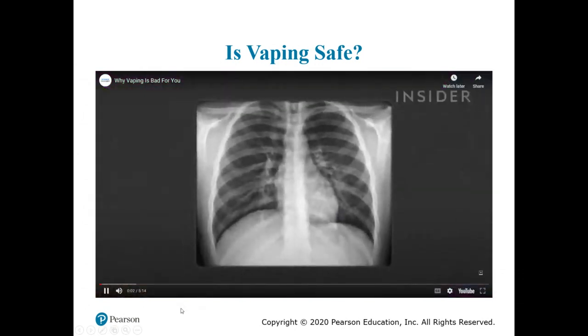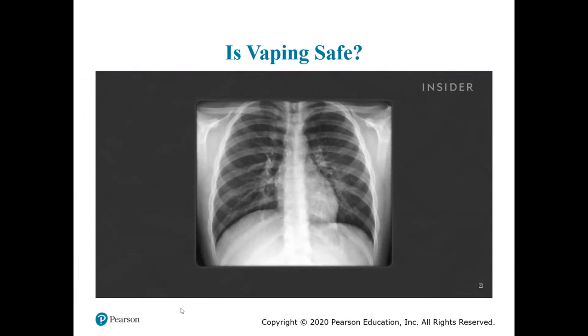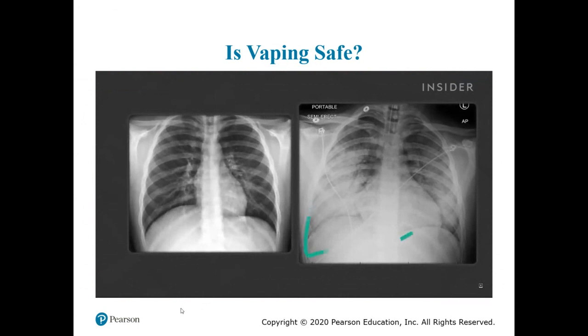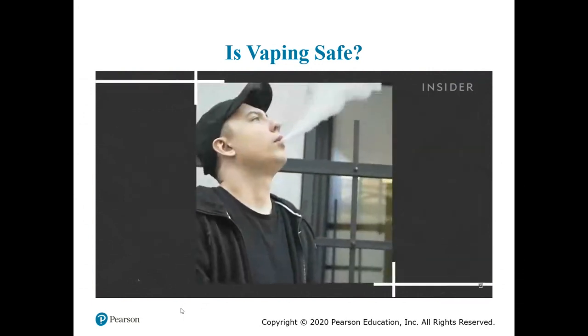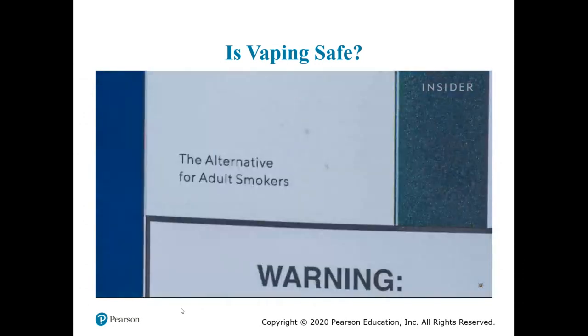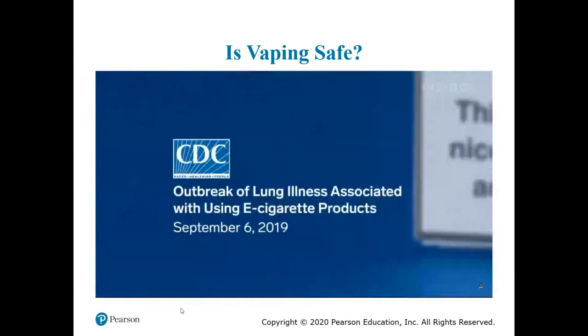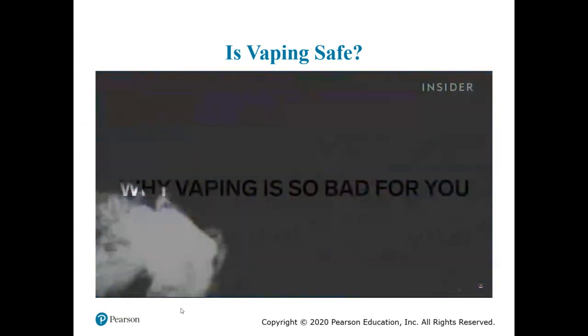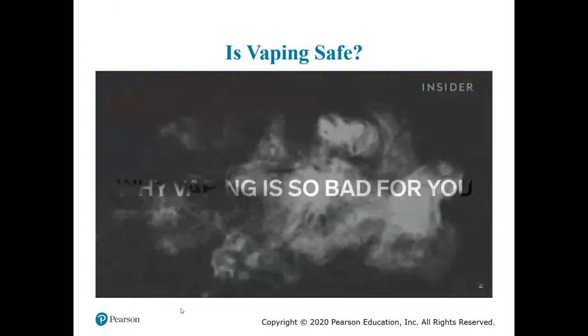This is an X-ray of a patient's lungs. And here's an X-ray of those same lungs just 5 days later. See all that light gray? That's fluid, which filled their lungs because of a life-threatening lung disease linked to vaping. For years, vaping has been touted as a safer alternative to smoking cigarettes. But now, some vaping products are killing people. So what's going on? And is it really bad for you?